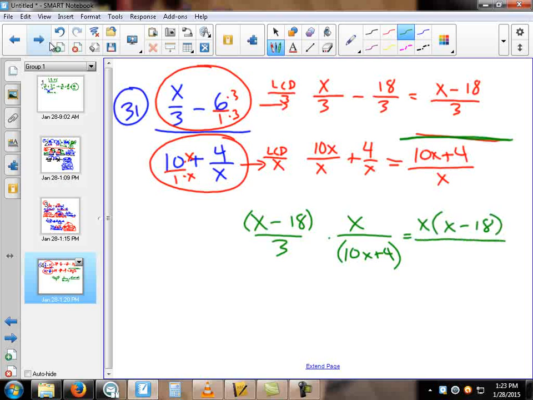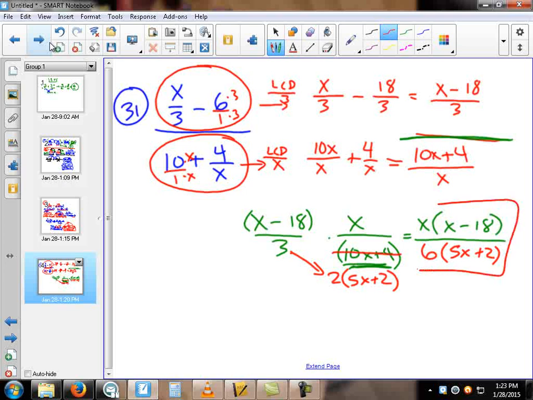Across the bottom, right here, this is divisible by 2. So I'm going to change this to 2 times 5x plus 2. What that does is it allows me to multiply the 3 by 2 to make 6 times 5x plus 2. Now instead of having fractions built inside of fractions, I have one fraction. It may still not look as happy as you want it to be, but it is a nice, clean, compact fraction. And that's it.